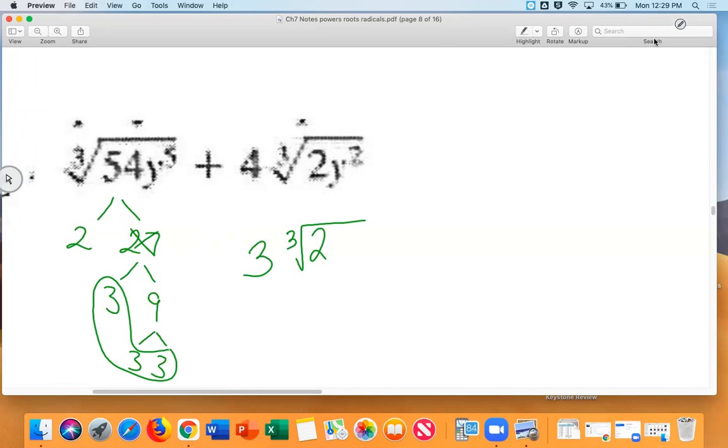Now, ready, Nikki Grantland? That's a 3, right? How many times does 3 go into 5? Once. With how many left over? So it's y squared.